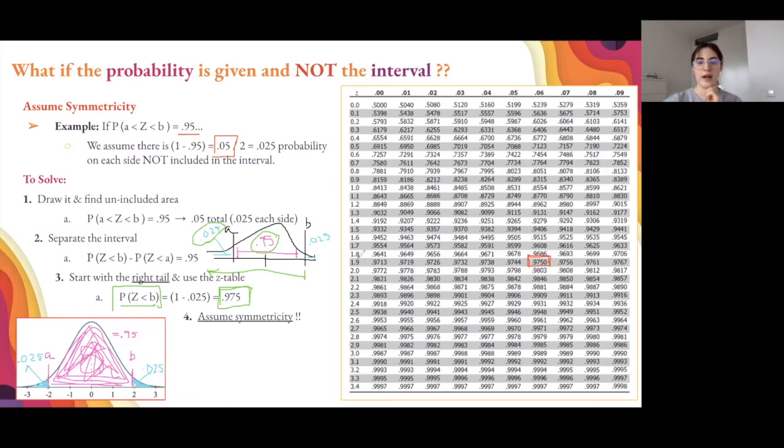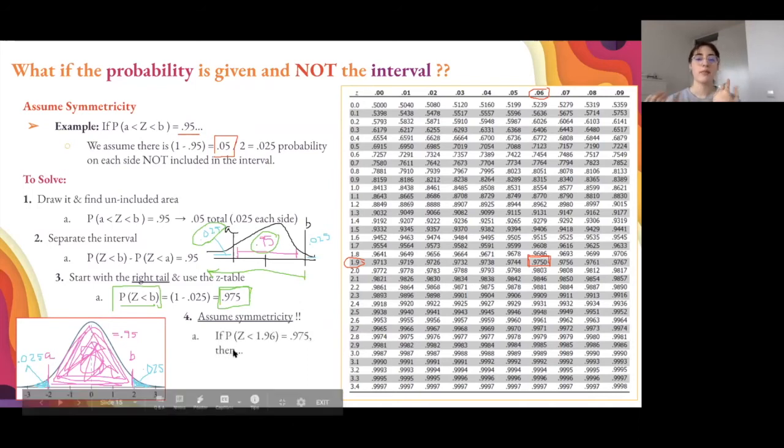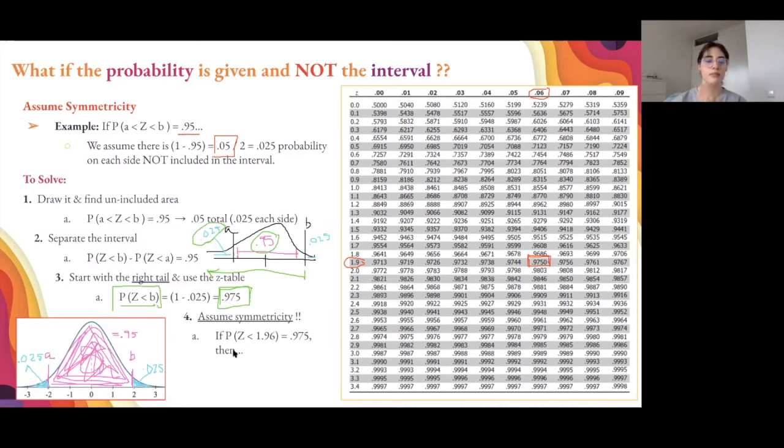And if we line that up with the rows and the column, so 1.9 and then 0.06, we see that the probability that z is less than 1.96 is equal to 0.975. So that's why we start with one side. So if we know the probability that z is less than 1.96 is equal to 0.975, we always assume symmetry.